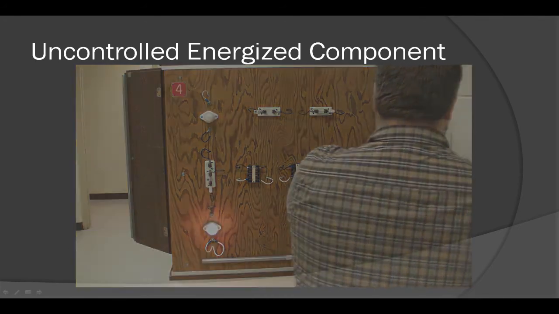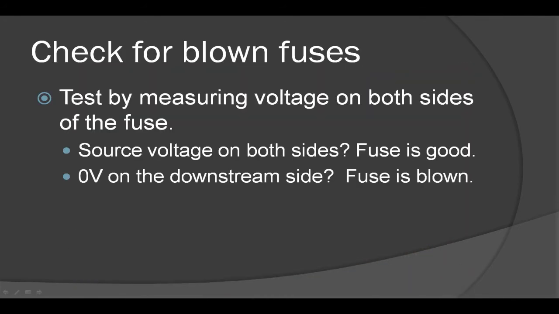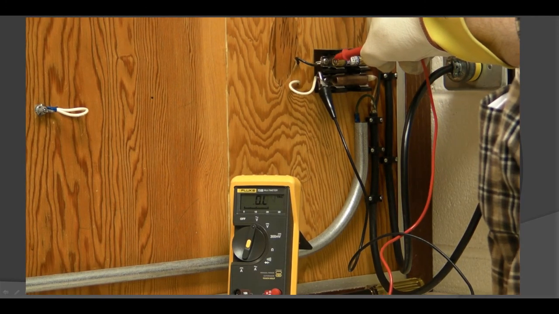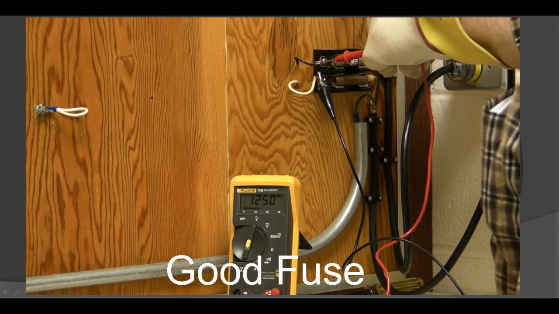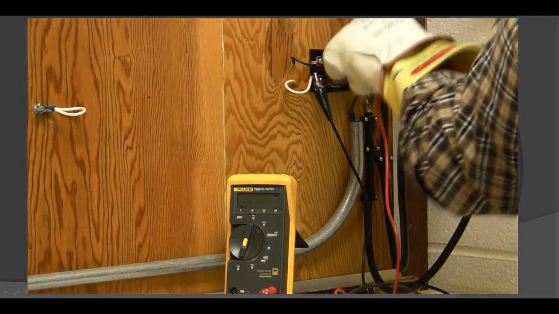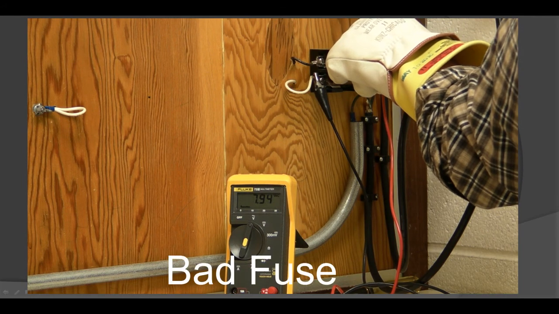The second thing to look for is a blown fuse. The way to check for a blown fuse is to measure the voltage on both sides of the fuse. If the source voltage is measured on both sides, then the fuse is good. If you measure less than source voltage on the downstream side, however, the fuse is blown. The state of the fuse is a good indicator of whether you're looking for an open or a short. Generally, shorts blow fuses while opens do not. We will study this further in the troubleshooting shorts and troubleshooting opens lessons.